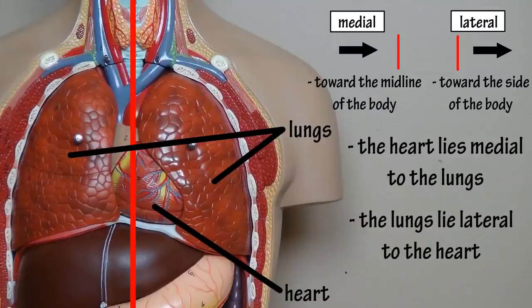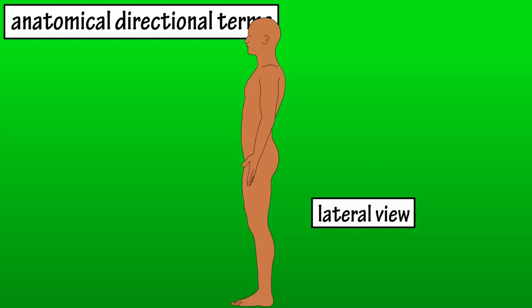Lateral can also be used to describe how you're looking at the body. While the body will always be referenced from the anatomical position, it can be viewed from the lateral view, meaning looking at the body from the side.